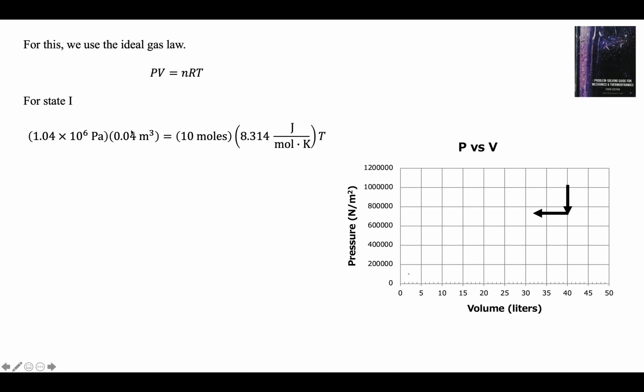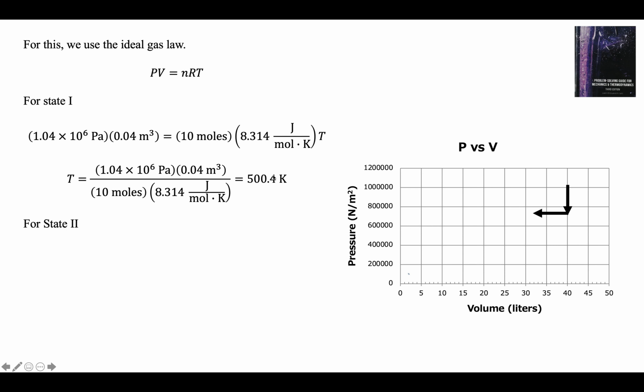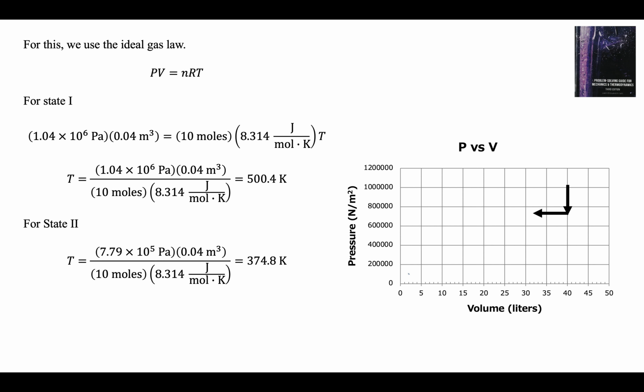There's the pressure. We have to convert to meters cubed because of the gas constant. Joule is in Newton meter. Pascal is in Newton per square meter. So there's 40 liters in units of meters cubed. And we can calculate the absolute temperature, and we get 500.4 kelvins. For state 2, it's 374.8.